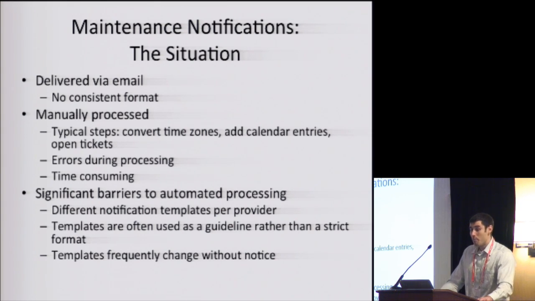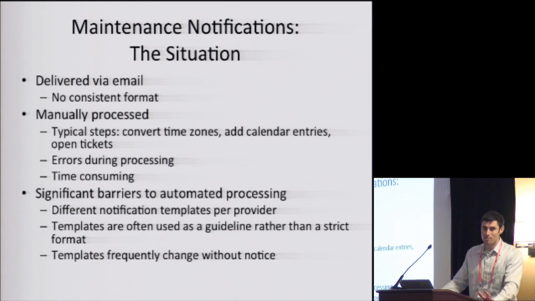But what are some of the steps that we often take when we get these notifications? We often convert the time zone to something that makes sense for us. It may not be in the time zone that we like to think of from the perspective of the vendor. We might add calendar entries to some central calendar so we can see across all the different services from different vendors what the different maintenances are that are going on. We might open tickets in some internal system, either to track the maintenance or to track our response to it.